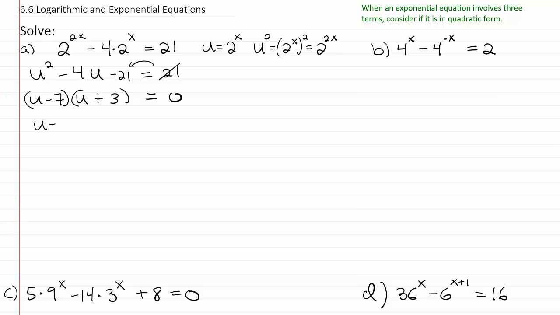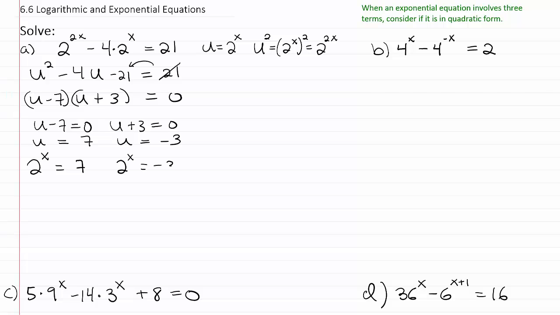That means that u minus 7 is equal to 0, and that u plus 3 is equal to 0. And then finally we'll end up saying that u is equal to 7, and u is equal to negative 3. All right, and if that's true, we've solved for u, but we haven't solved for what we're looking for, which is x. So we need to back substitute. Remember, u is equal to 2 to the x. So we'll have 2 to the x is equal to 7, and we'll have 2 to the x is equal to negative 3.